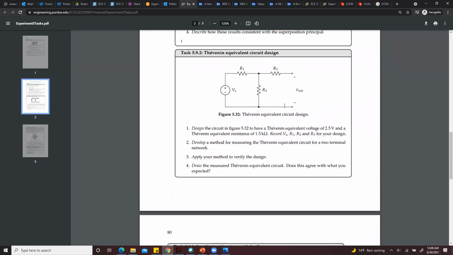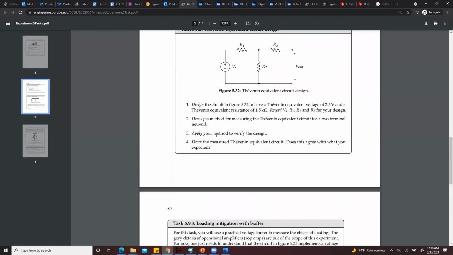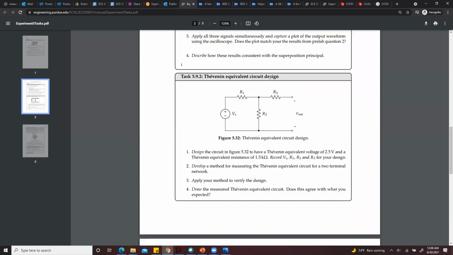Then let's talk about task 2 and task 3. Task 2 is equivalent circuit design. For question 1, you want to design the circuit in this figure so that the equivalent voltage is 2.5 volts and the equivalent resistance is 1.5 kilo ohm. What that means is when you measure the voltage here, it's 2.5 volts, and when you measure the resistance across these 2 terminals, it should be 1.5 kilo ohm. So how can you calculate this value?